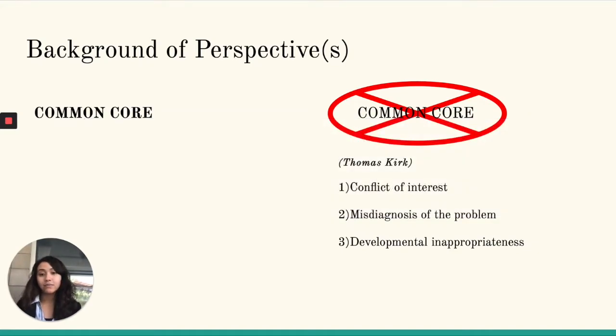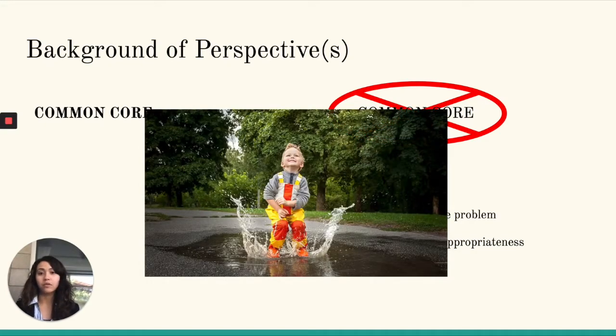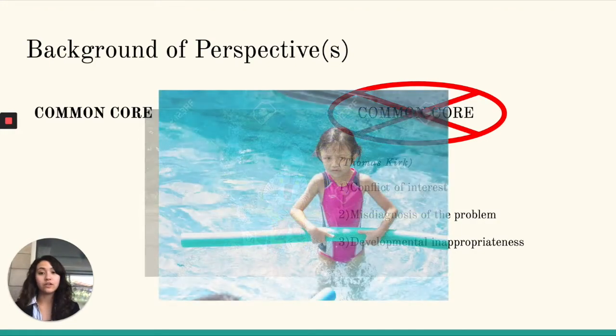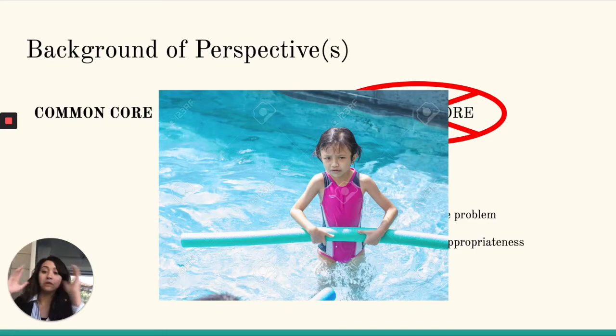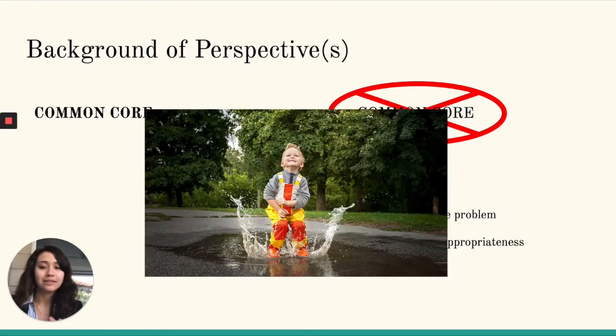The second point that Thomas Kirk had is the misdiagnosis of the problem. So right now, how I think of it is that we're training kids to be jumping in puddles. This is what they are expecting: shallow water just to splash around in, and they're having fun in it. They're learning this much, and everybody's learning the same amount, when in reality, when they transition, they're actually going into a deep pool. Let me elaborate on this. It might seem a little weird.